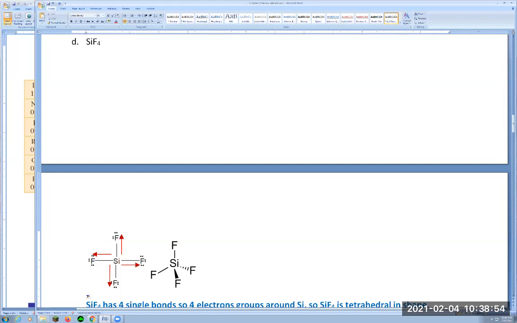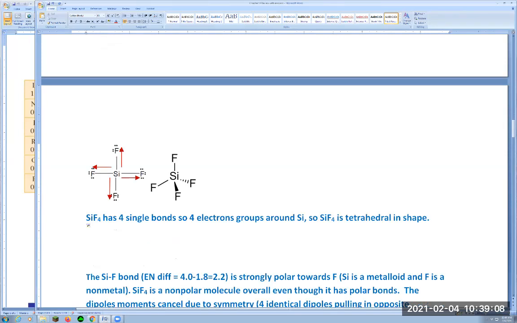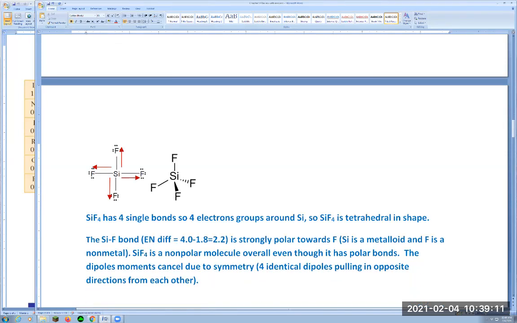And if you are pulling in all four directions like that with the same strength, it will cancel. The four dipoles will cancel. So overall, the molecule will be non-polar, even though it has polar bonds. So we know that the bond is polar, but because we have a tetrahedral shape, the SiF4 molecule is non-polar overall, even though it has polar bonds. That's because the dipole moments cancel due to symmetry. The four identical dipoles pull in opposite directions from each other.